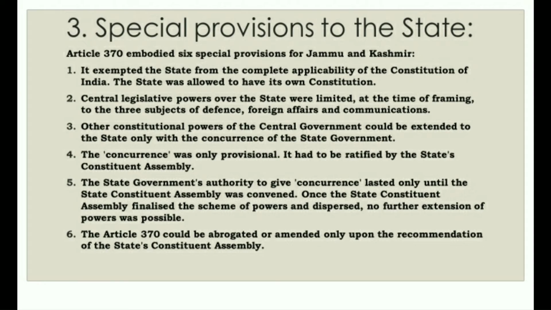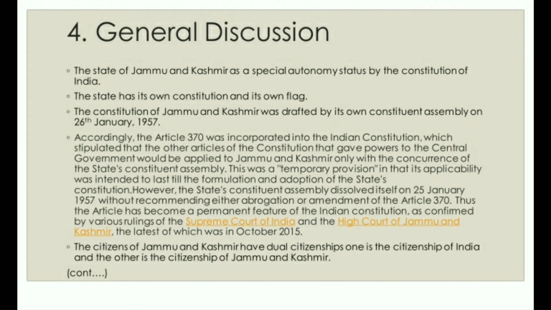5. The state government's authority to give concurrence lasted only until the state Constituent Assembly was convened. Once the State Constituent Assembly finalized the scheme of powers and dispersed, no further extension of powers was possible. 6. Article 370 could be abrogated or amended only upon the recommendation of the state's Constituent Assembly. Let us discuss in more detail about this article and its effects on the state of Jammu and Kashmir. The state of Jammu and Kashmir has a special autonomy status by the Constitution of India.